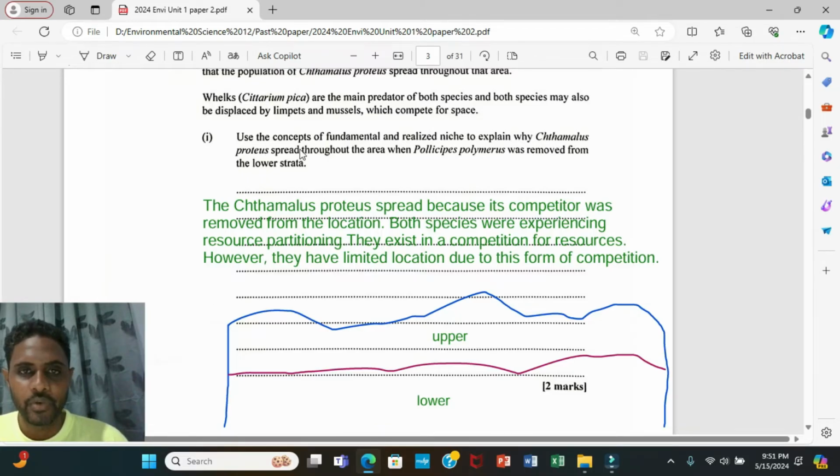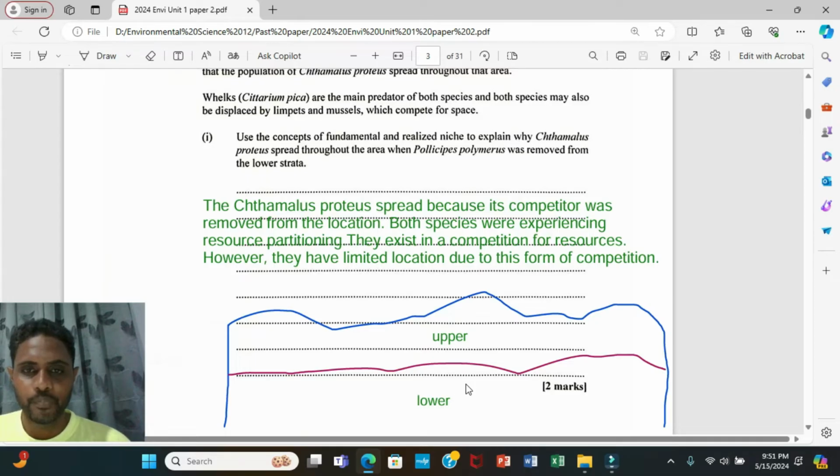But anyways, let me read what this is saying now. It says, use the concept of fundamental and realized niche to explain why Chthamalus proteus spread throughout the area when Pollicipes polymerus was removed from the lower strata. All right, what happened, guys? Each organism, both of them, can feed everywhere, in the lower and upper, in the deep sea and the shallow part. So both of them feed off the same resources. But they are in competition, and they will not cross the border of each other because they coexist. All right.